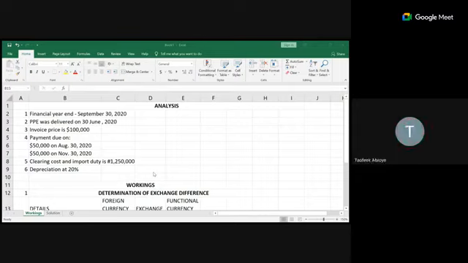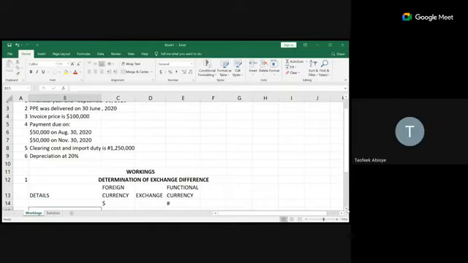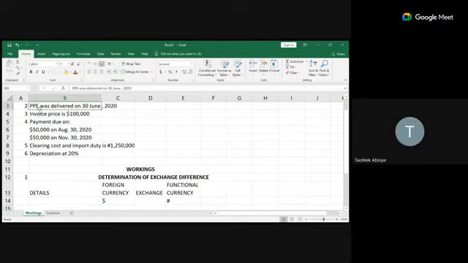Yes. When was the PPE delivered? On which date? If you look at our analysis, they say the PPE was delivered on June 30. Please, let's look at our analysis very well. It was delivered on June 30.